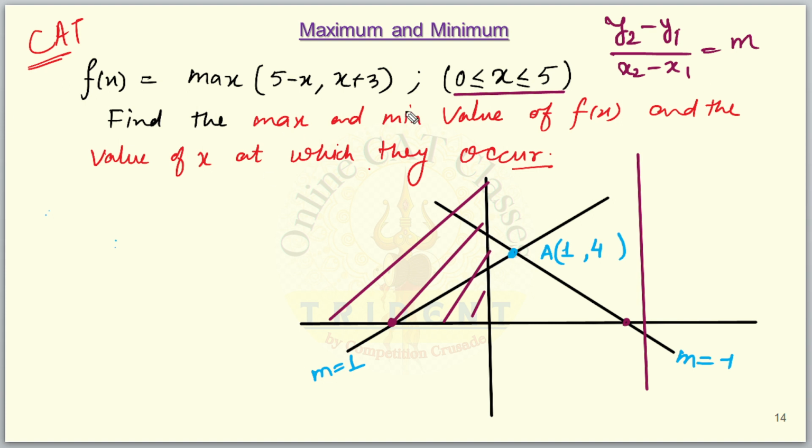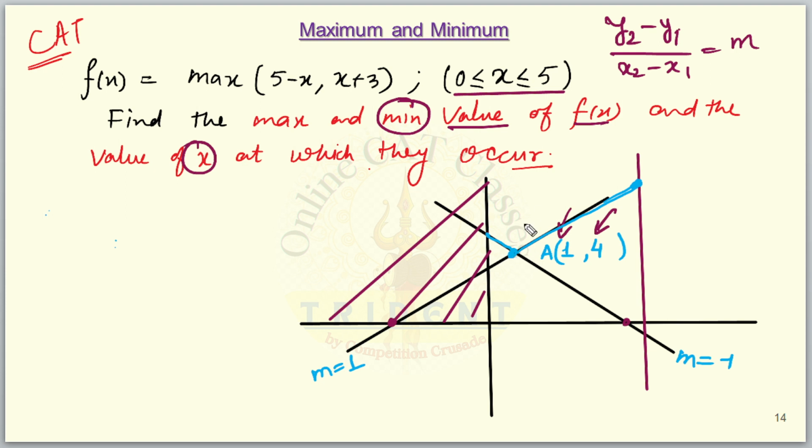Now one part, which is the minimum value of f of x, has been calculated. The minimum value of f of x is 4, and it occurs at x equals 1. I need to calculate the maximum. In other words, if this is the graph and it goes till this point, I need to find the coordinates of this point.